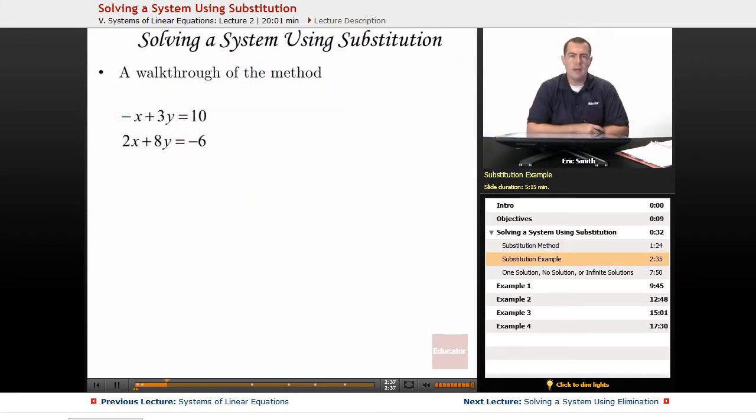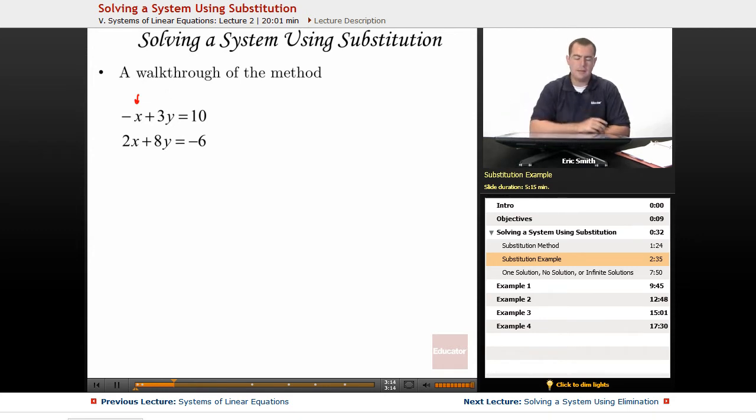Let's walk through this substitution method using the following example. Here I have negative x plus 3y equals 10, and 2x plus 8y equals negative 6. I want to start by solving for at least one of the variables in one of the equations, and I have lots of different choices. I can solve for x or y in the first equation, or solve for x or y in the second equation. It doesn't really matter which one you solve for, just pick a variable and go ahead and solve for it.